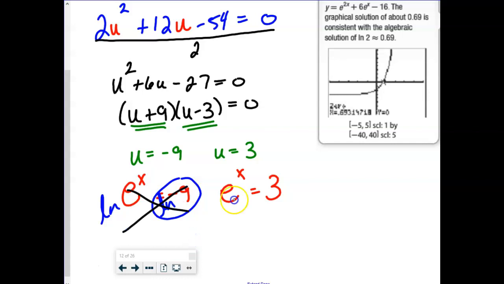But this side does. So when you apply a natural logarithm to both sides of this equation, the natural log of e to the x cancels out to an x. And then the exact answer that I want to see on your test is the natural log of 3. And then I want you to give me a decimal approximation because you're just typing that into your calculator. So what is the natural log of 3? Give me a few decimal places.